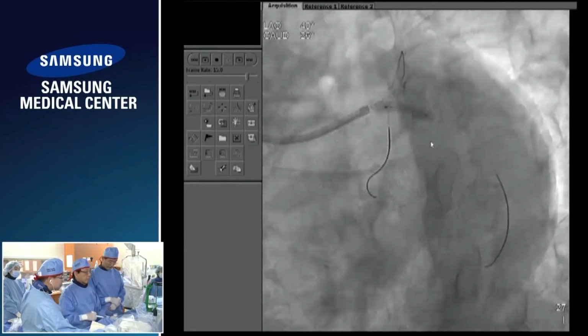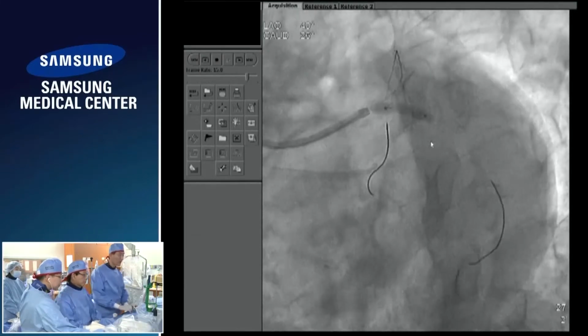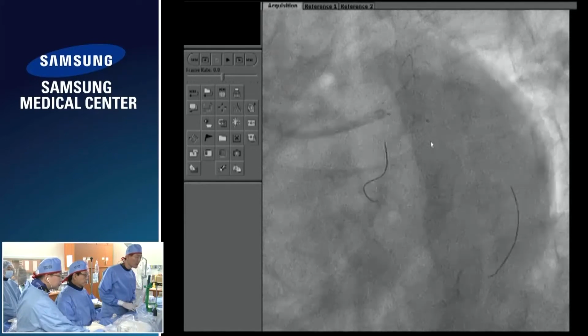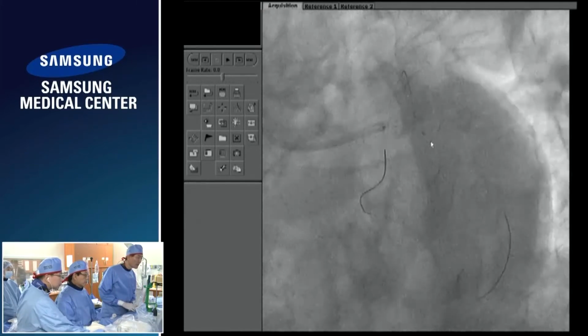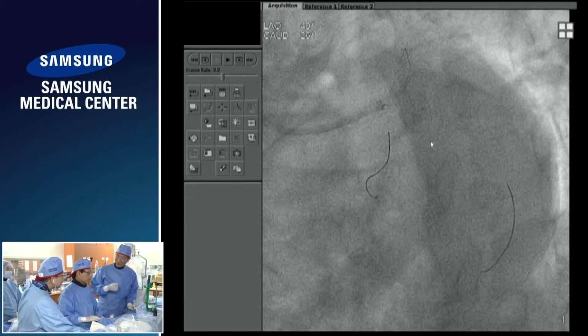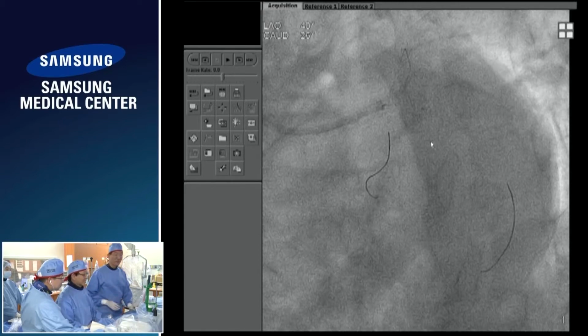Okay, deflate. Usually the restenosis occurs at the ostium of the circumflex, mostly because of underexpansion. So I'll pull it out a little bit. Oh, I forgot to introduce the left main balloon here. I'm sorry, but the usual practice is to put the balloon in the LAD, and then do the circumflex balloon.